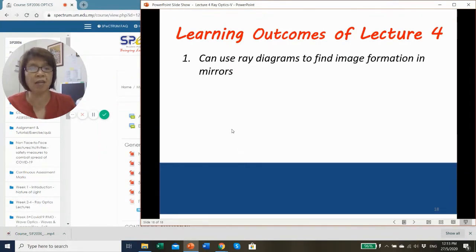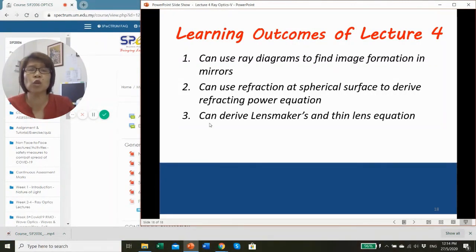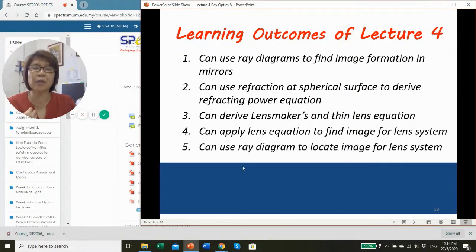We have come to the end of lecture 4. So at the end of lecture 4, you should be able to use ray diagrams to locate the image in mirrors. You should be able to use refraction at spherical surfaces to derive the refracting power equation. And you should be able to derive the Lensmaker equation as well as the thin lens equation. And you can apply the lens equation to find the image for a lens system. And you should be able to apply ray diagrams to locate the image in lens systems.